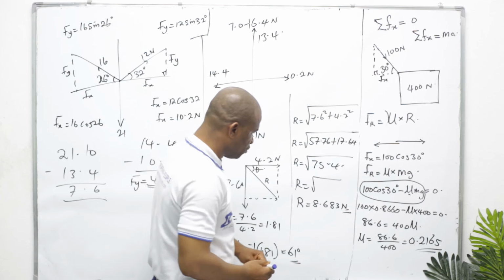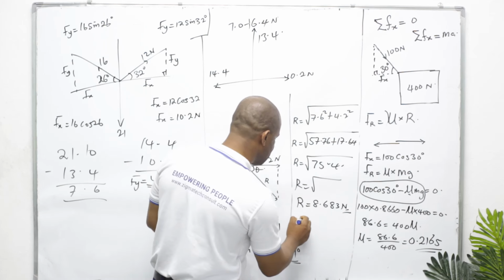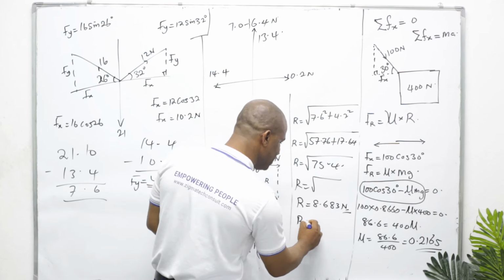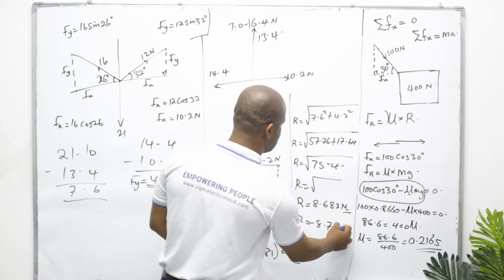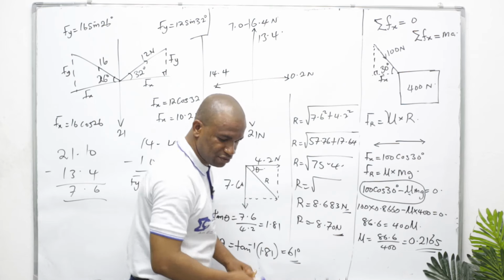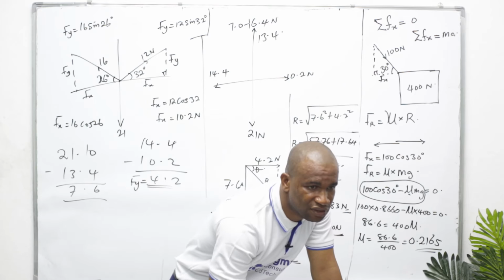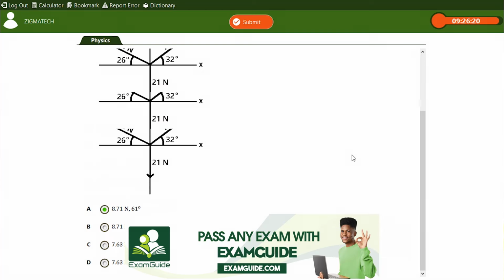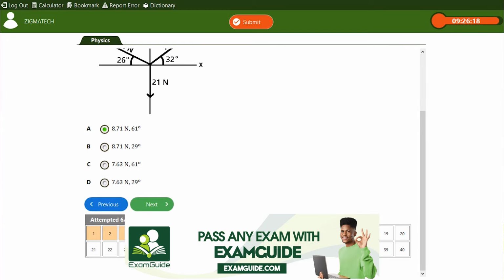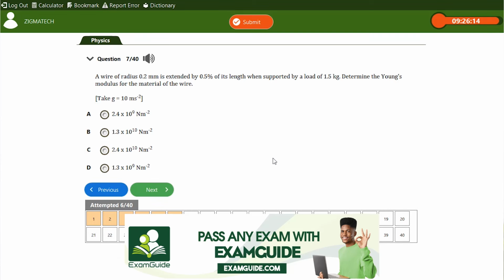Therefore, the option we have here is R is approximately 8.7 Newton and 61 degrees. Okay, that is option A. 8.7 Newton and 61. All right. So we are going to the next. Honestly, this question is to worry students in the whole.